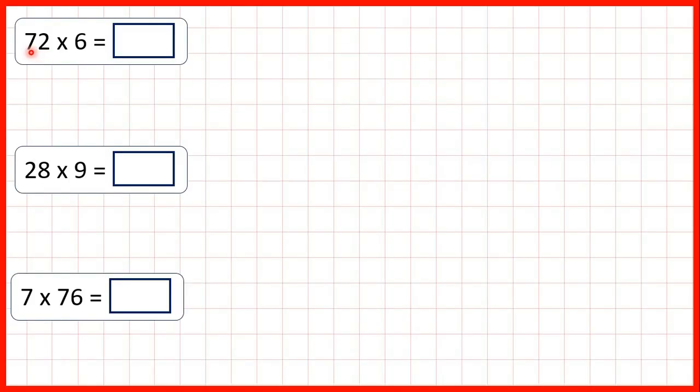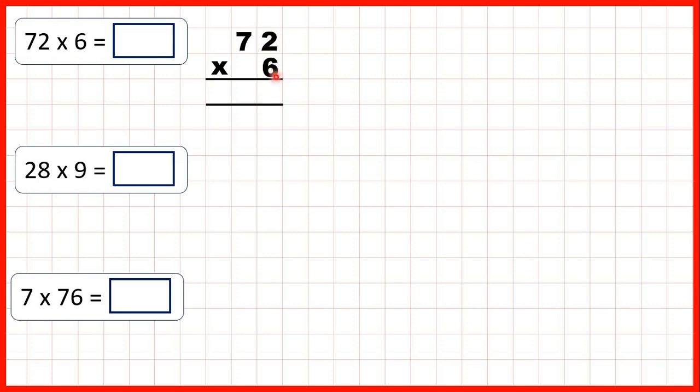Now we need to multiply a two-digit number by a single-digit number, and this time we're going to use short multiplication. So first we have 72 times 6. So we can write the question out with our two-digit number on top and our single-digit number below. And because we're using short multiplication, we only need one answer line. So first we need to multiply our ones digits.